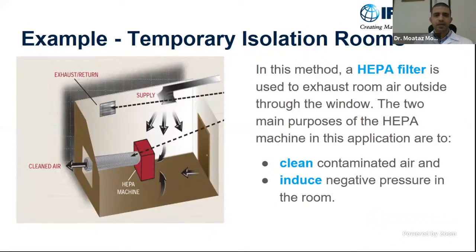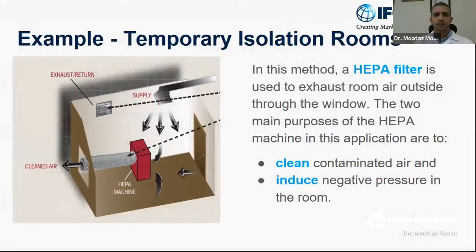This is a diagram that explains one of the tools to implement a temporary negative isolation room. This one uses a HEPA machine that contains a HEPA filter and a duct that is connected to the window. Of course, the exhaust or the return inside the room has to be sealed in order to implement such a system. This HEPA machine has two purposes. It cleans contaminated air from the room, and as well it induces negative pressure in the room. And the advantage of such a system is that it's temporary. You can use it whenever needed, and then get back to your normal operation whenever the use stops.